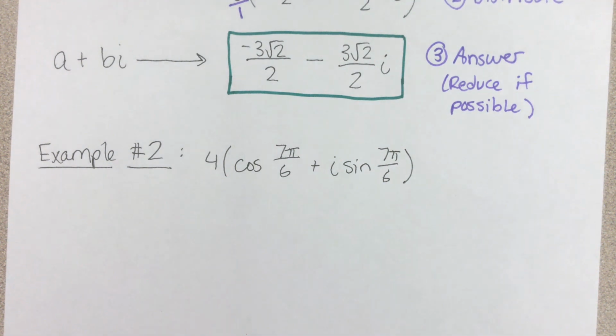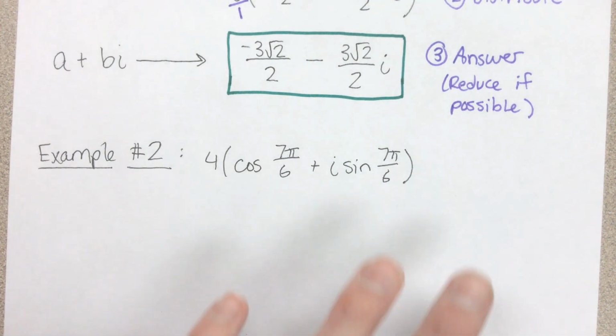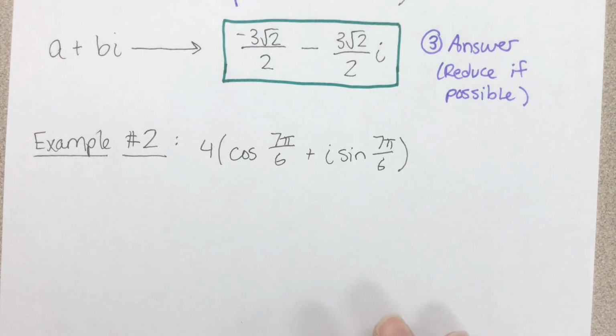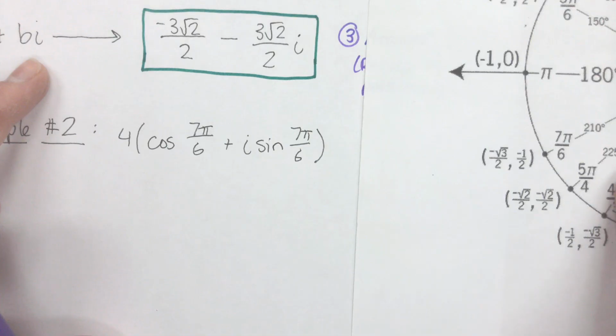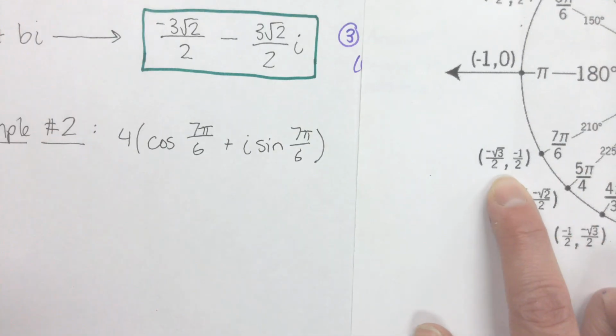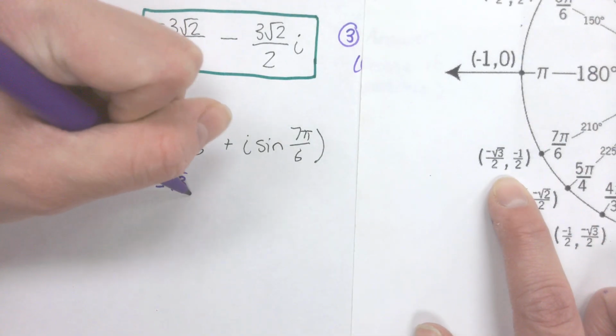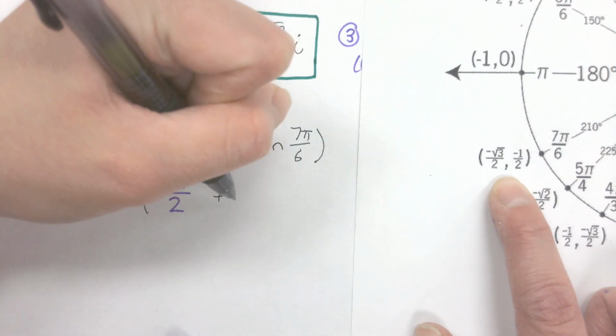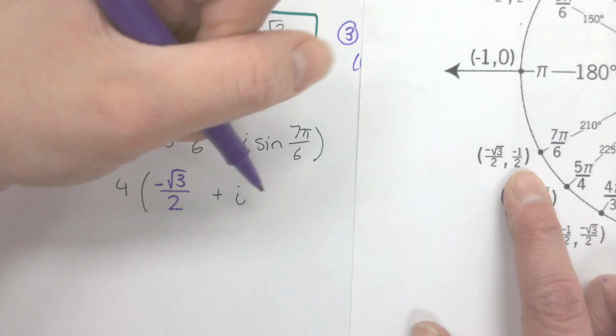So this number is currently in polar form. Once I substitute and do all that, I'm taking it out of polar form and putting it into complex form, which is what I want to do this time. First we replace 7 pi over 6. That is in the third quadrant right here. Cosine is negative rad 3 over 2. And then sine is negative 1/2.